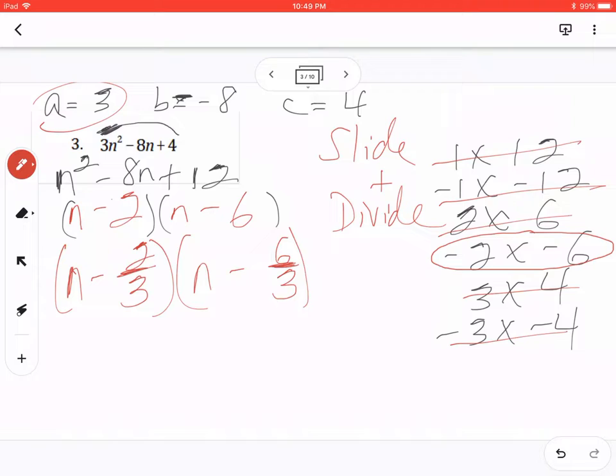And now we have to simplify. It's going to be very easy to simplify that second factor because 6 divided by 3 is 2, so this could be n minus 2.